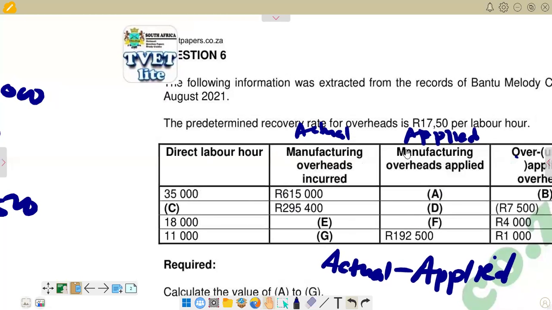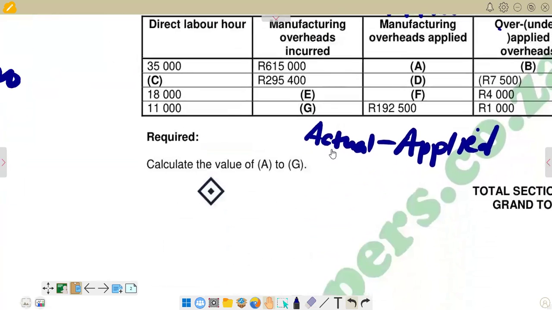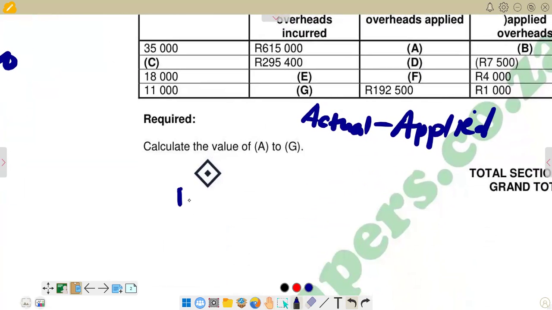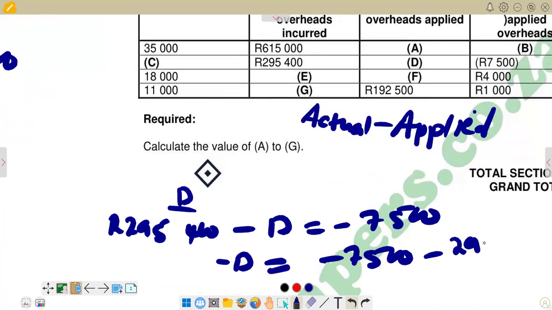D is simple to calculate here because we've got a formula that says actual minus applied is equal to over or under applied overhead. So we are going to say 495,400 rands minus D is equal to negative 7,500. So we can take this figure to the other side so that we are left with negative D. When it goes to the other side, it changes sign, so it becomes negative 7,500, and we subtract again. And this one changes sign to 495,400. So we calculate as such.